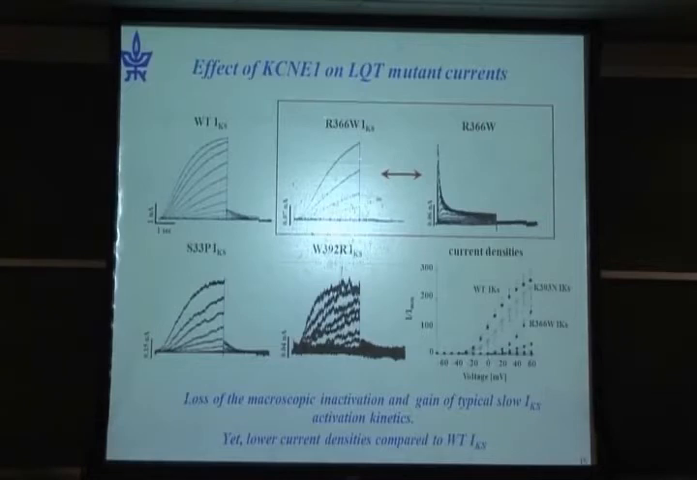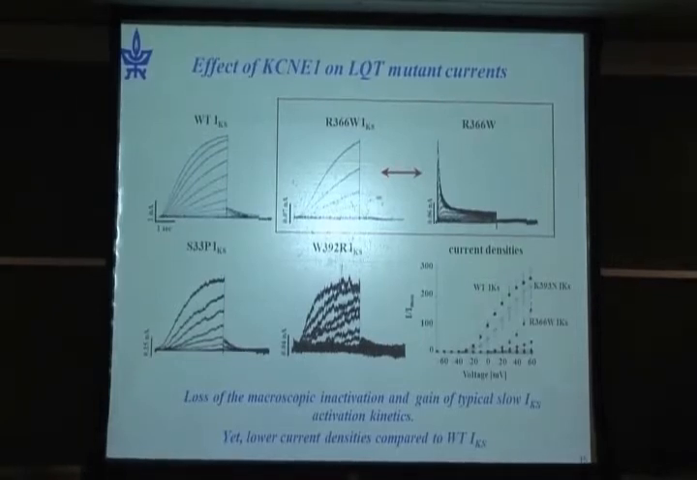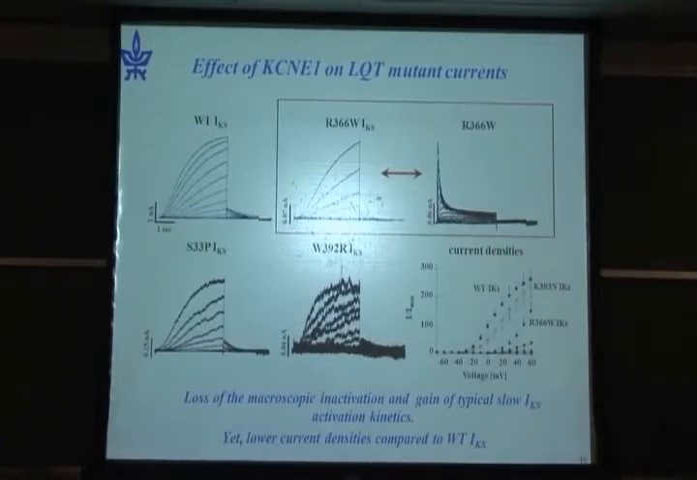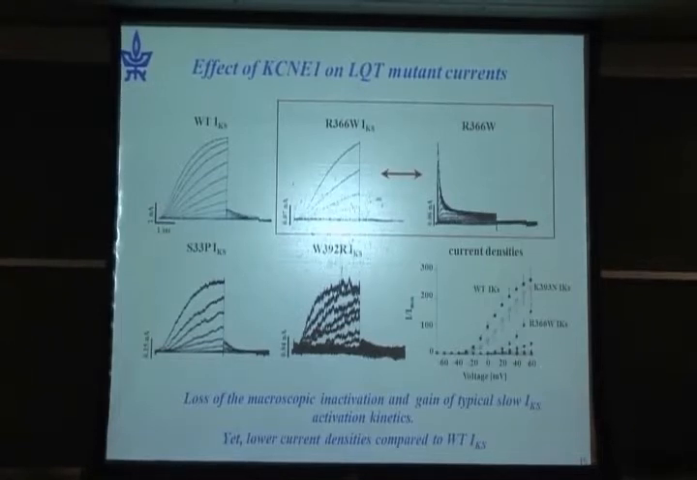For example, look at this mutation. So this is the mutant of the alpha subunit alone. And when you co-express with the beta subunit, you lose this macroscopic inactivation. You recover this slow activation typical of IKs, but we still get, for all these long QT mutants, much lower current density, which actually accounts for the long QT phenotype. So even when you co-express this alpha subunit mutant together with the beta subunit, you still get a lower current density. So we have lower potassium repolarization current.